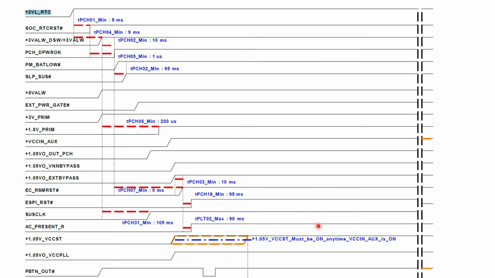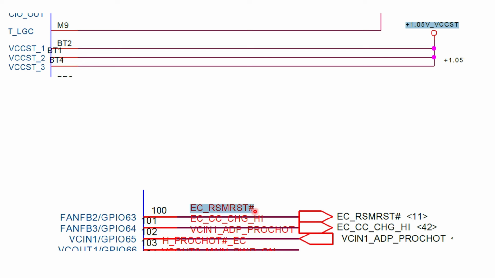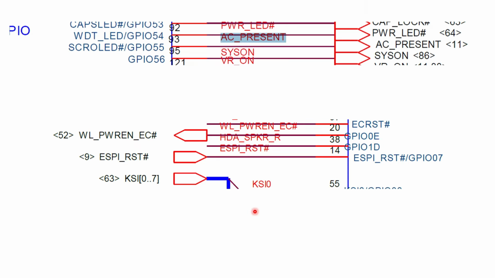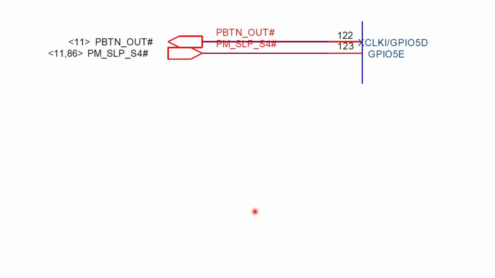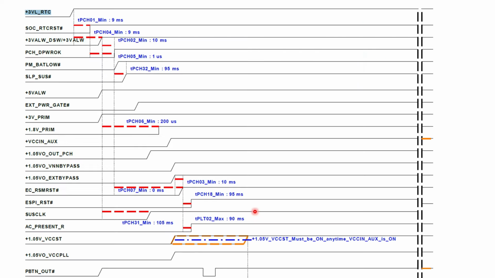Next is ECRSM RST. After these power sections, the ECRSM RST will finally be released by the IO to the PCH. Finally, once the EC RSM RST is produced, then AC present will be produced by the IO, and it goes to the PCH. Next, finally the power button out will release when you press the power button. So this is the power sequence of this particular laptop motherboard.